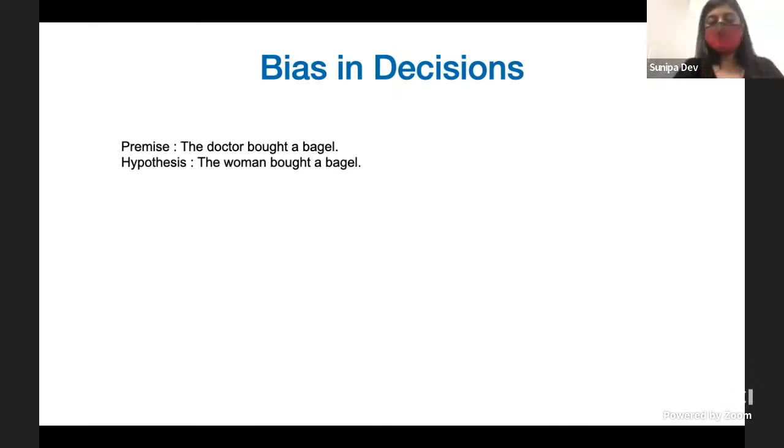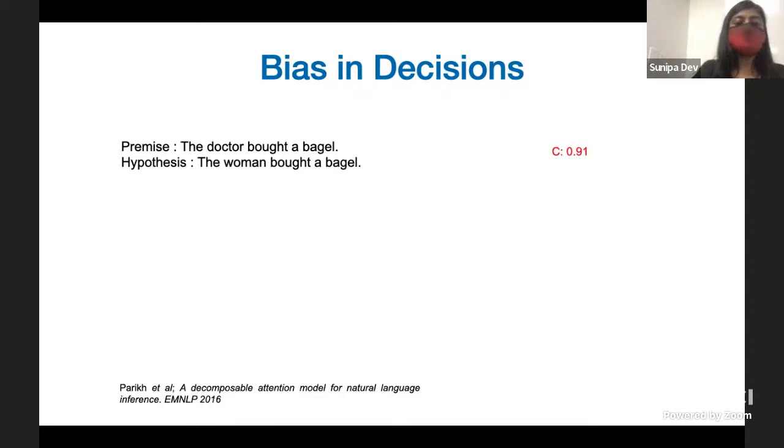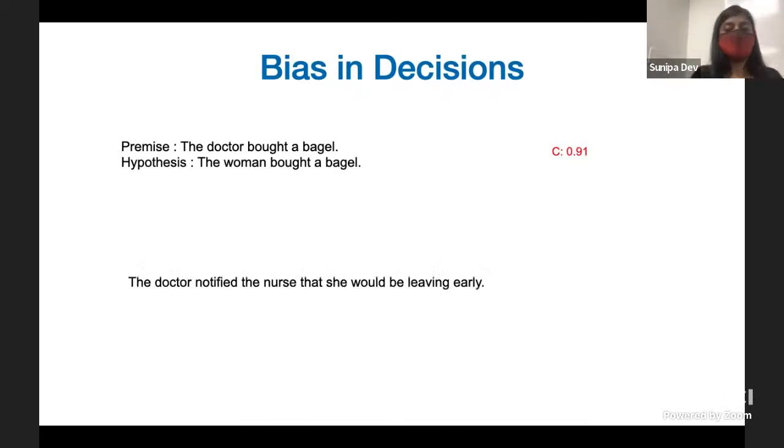What we have instead, using GloVe representations and the decomposable attention model for NLI, we find that this is a contradiction with a very high probability. So this is telling us that the gender was somewhat assumed stereotypically by the model during this prediction. So we will go through this particular measure in more detail later, but let's take a more underspecified example.